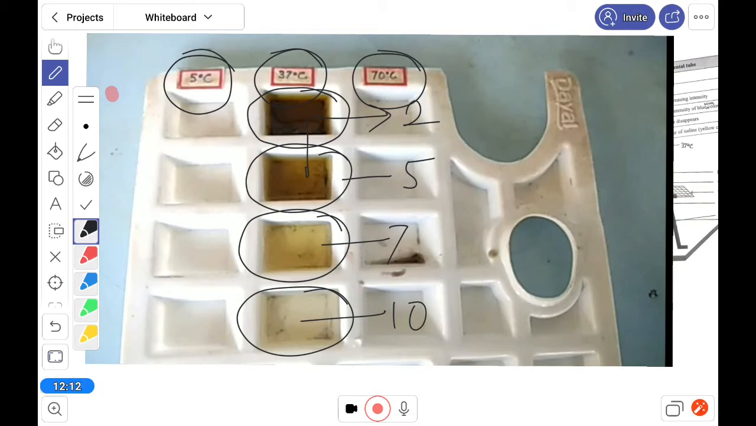Thanks to Rahul for helping me with all this setup. You have to prepare this part. Okay, thank you.